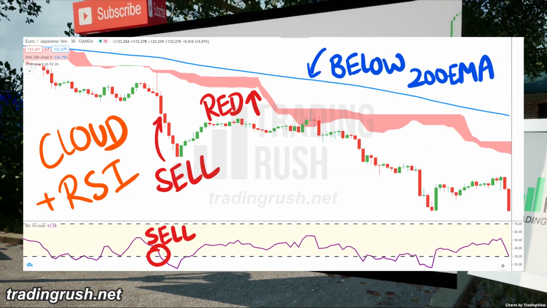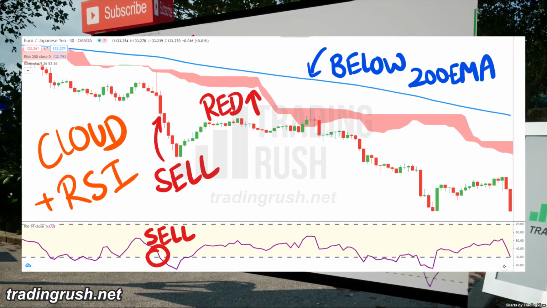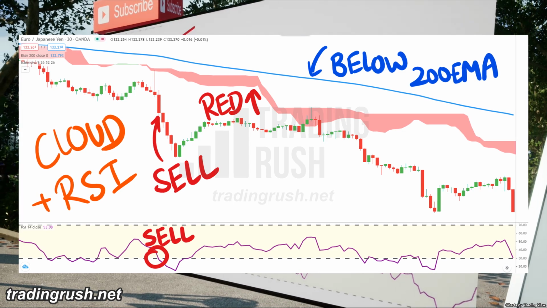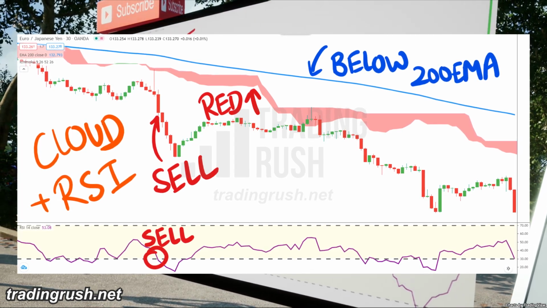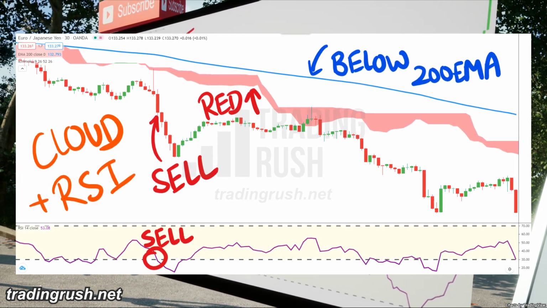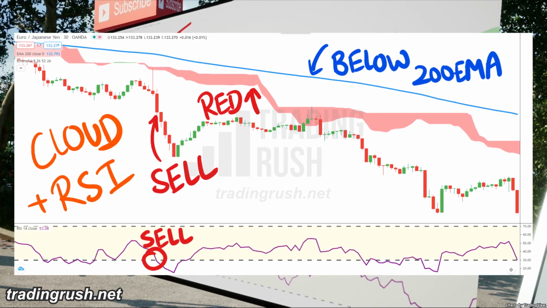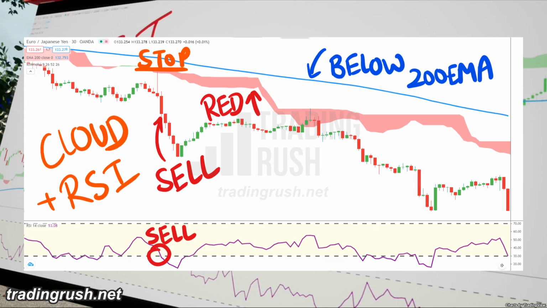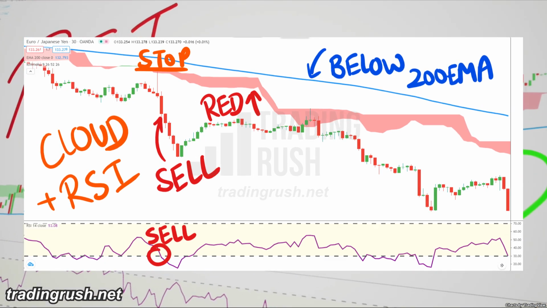Similarly, when the Ichimoku Cloud is red in color, below the 200-period exponential moving average, only look for short RSI signals. When the RSI line crosses below the oversold level of 30, it's a short entry signal, only if the entry candle is below the cloud. Stop loss goes above the pullback of the trend.